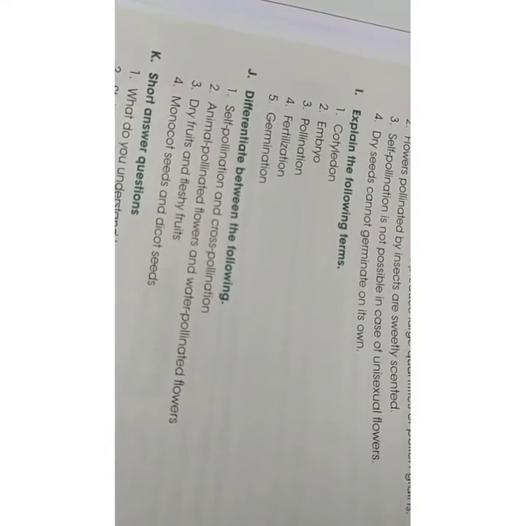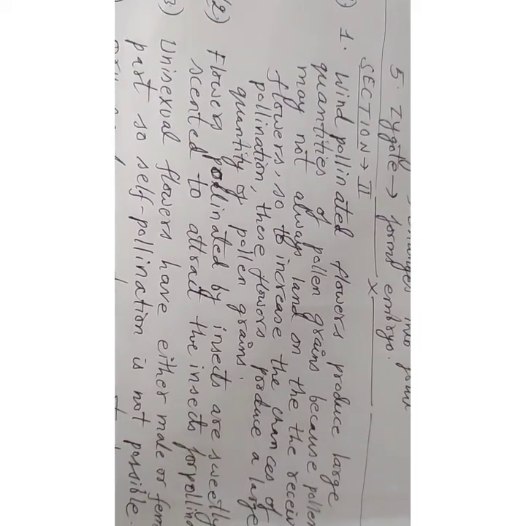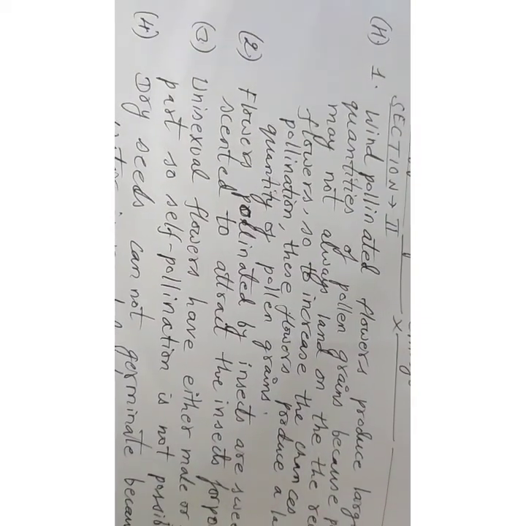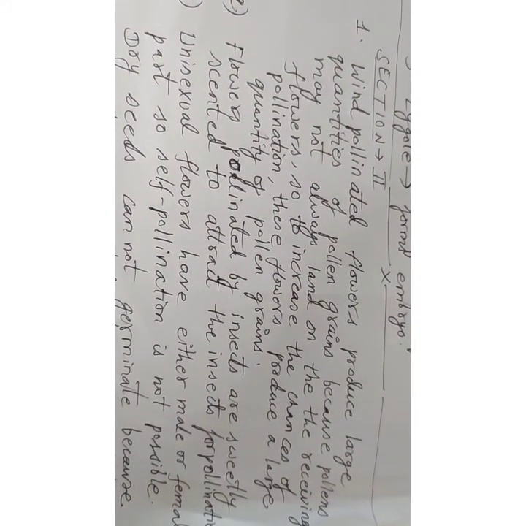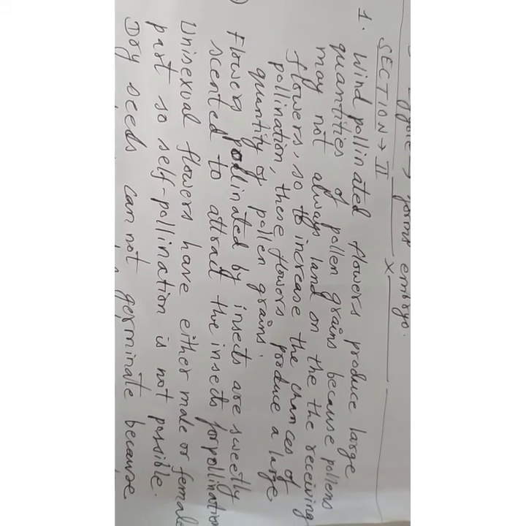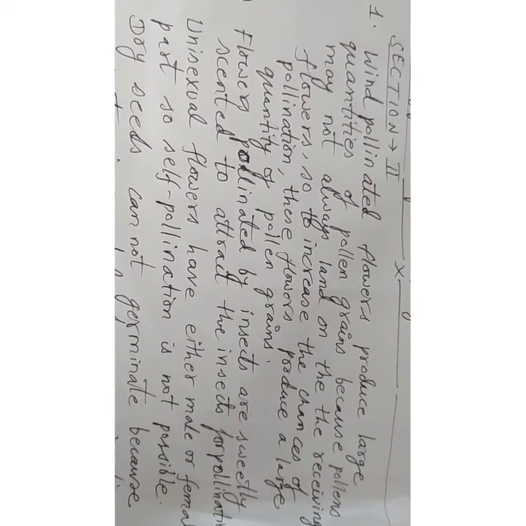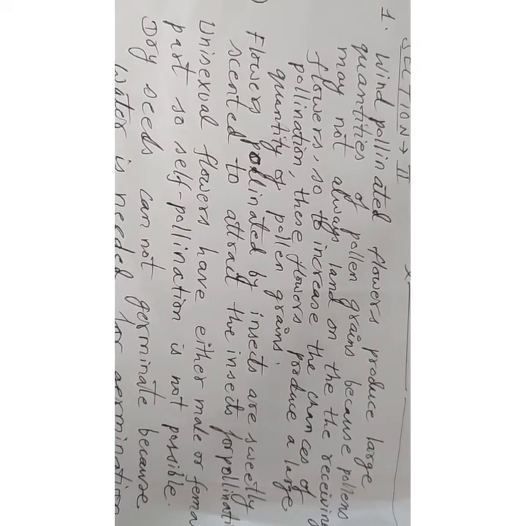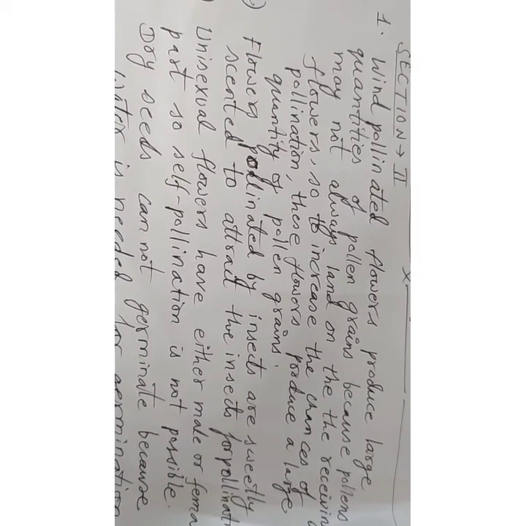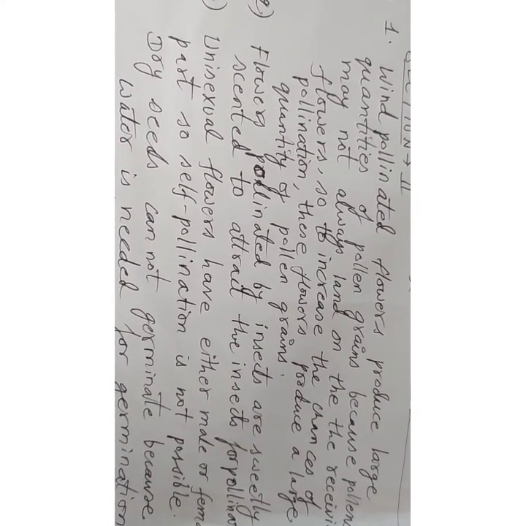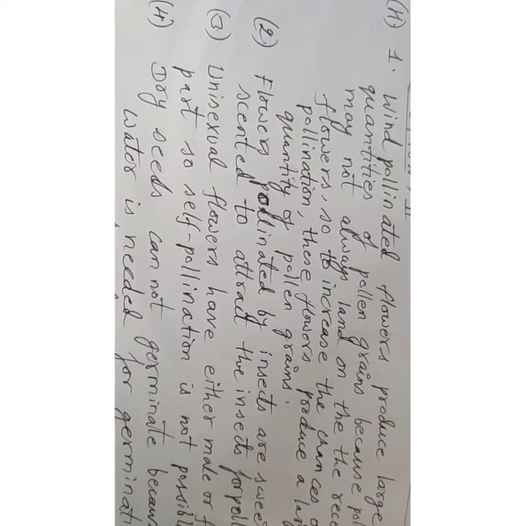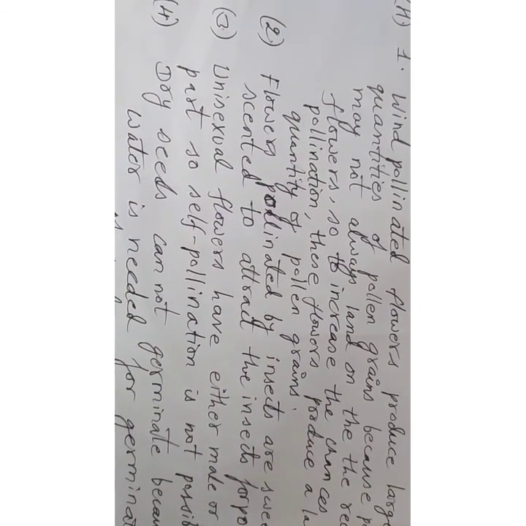So, first we'll start with number 1. Wind pollinated flowers produce large quantities of pollen grains because pollens may not always land on the receiving flowers. So, to increase the chances of pollination, these flowers produce a large quantity of pollen grains. Number 2 answer is flowers pollinated by insects are sweetly scented to attract the insects for pollination.